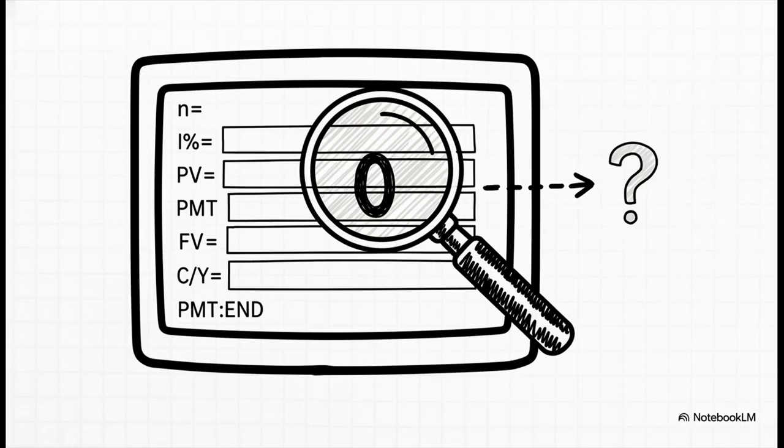And just one last pro tip before you dive in. Whatever variable you're solving for, in this case, it's PV, make sure you put a 0 in that spot before you hit the solve button. It's like telling the calculator, hey, this is the empty box I need you to fill in for me. All right, go for it.